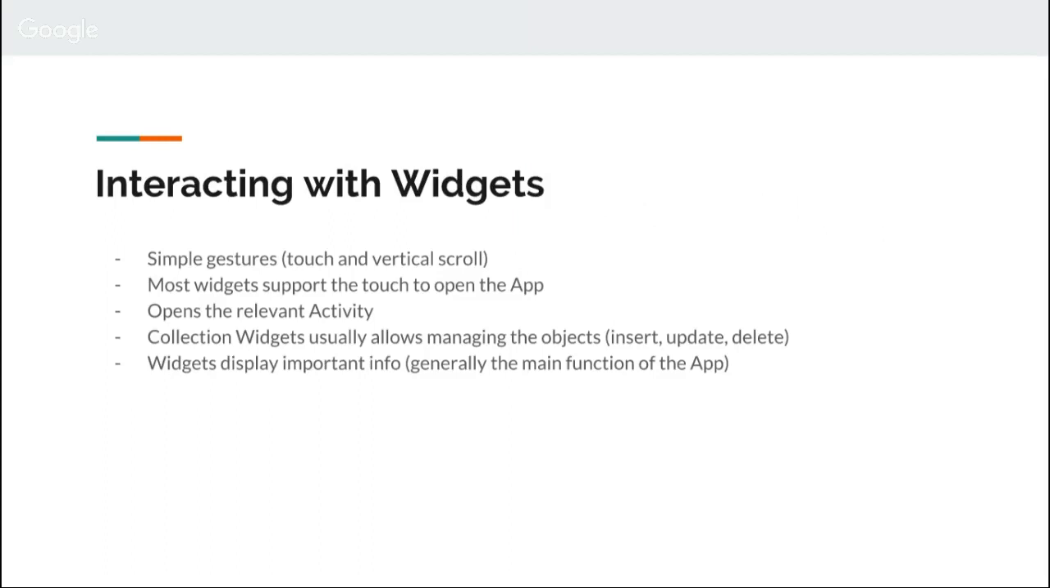This is done so they can access the larger side of the application, right? Instead of having the reduced view, they can touch your widget. Most widgets do this by using a logo. Collection widgets, like the inbox of an email app or a to-do list, they generally allow you to manage the collections that you're working on, right? You select some item and you can edit, delete, stuff like that.